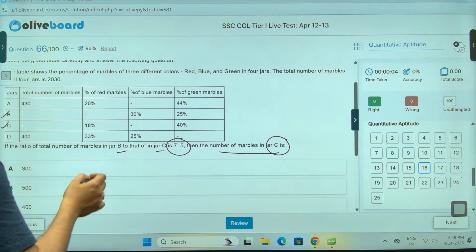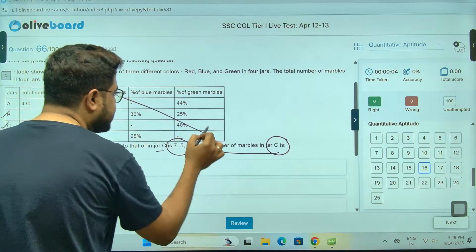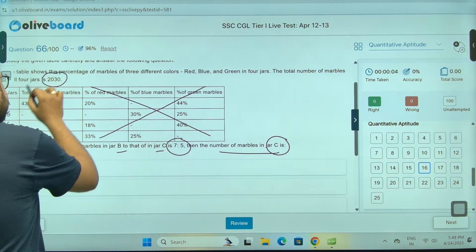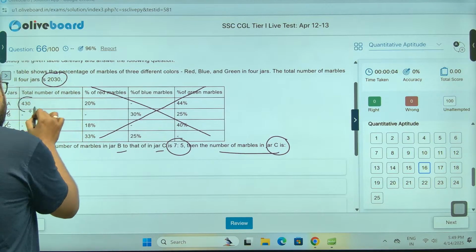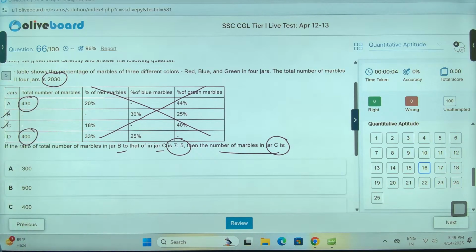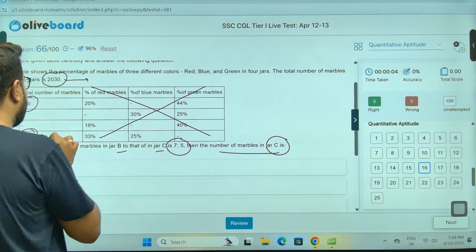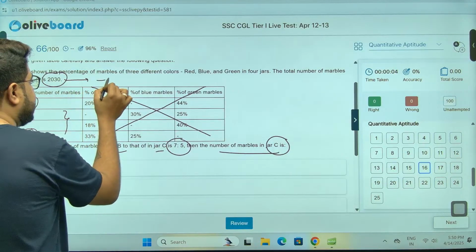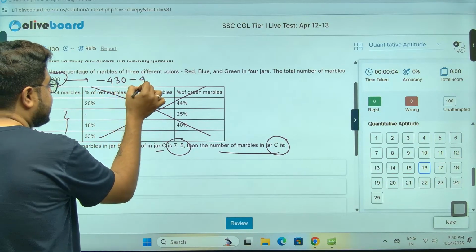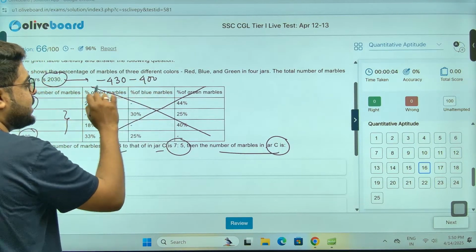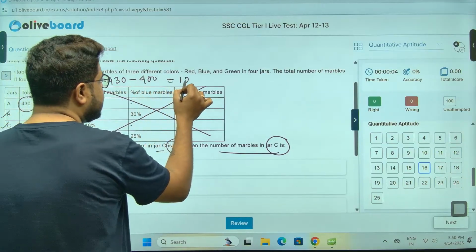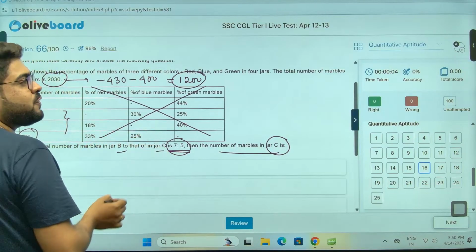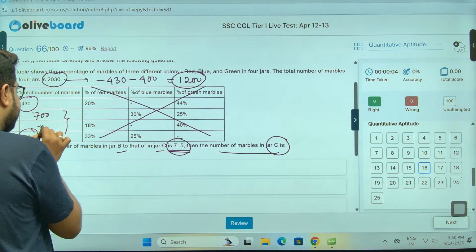It's very simple actually. You see, this part is absolutely nothing to do with our question. Total is 2030, sir. Out of that, 430 gone, 400 gone, sir. That means the sum of B and C, total number of marbles, will be 2030 minus 430 minus 400, that is 1200. And that is in the ratio 7:5. Sir, very simply you can say this is 700, this is 500.